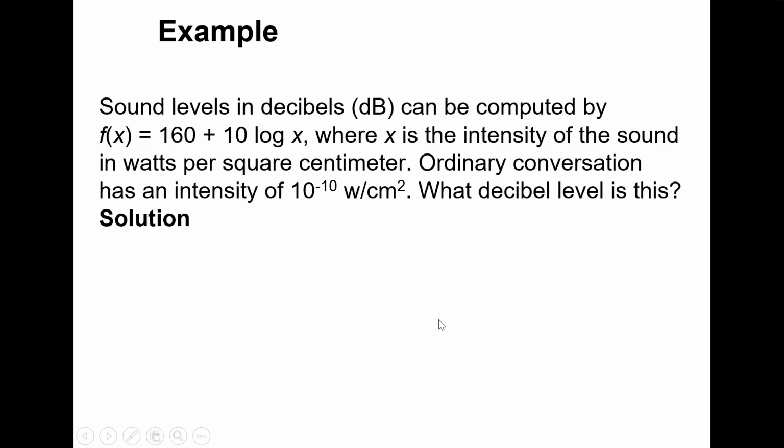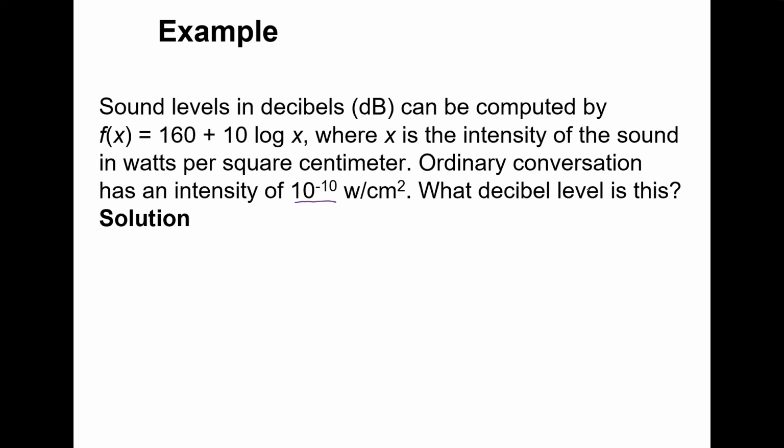All right. Here we have sound levels in decibels can be computed by f of x equals 160 plus 10 log x, where x is the intensity of the sound in watts per square centimeter. Ordinary conversation has an intensity of 10 to the minus 10 watts per square centimeter. What decibel level is this?